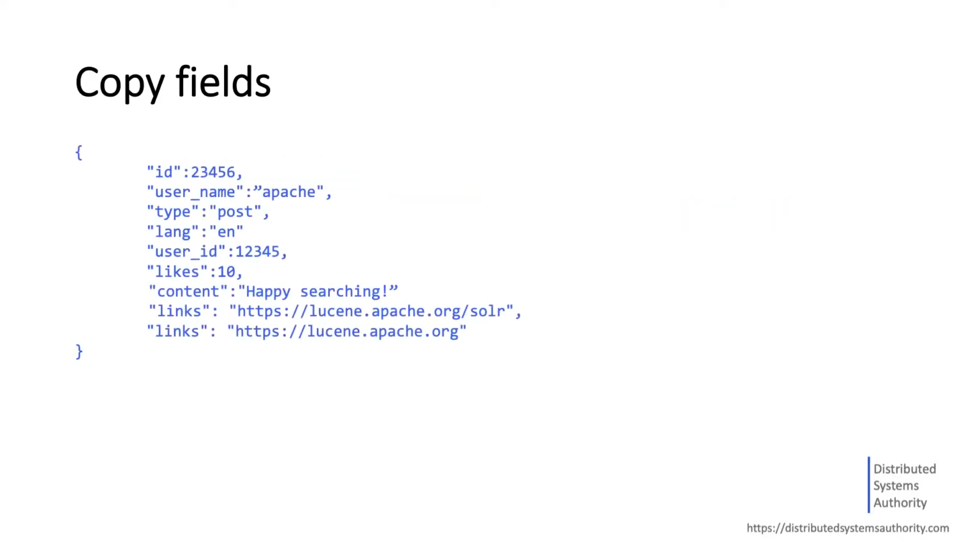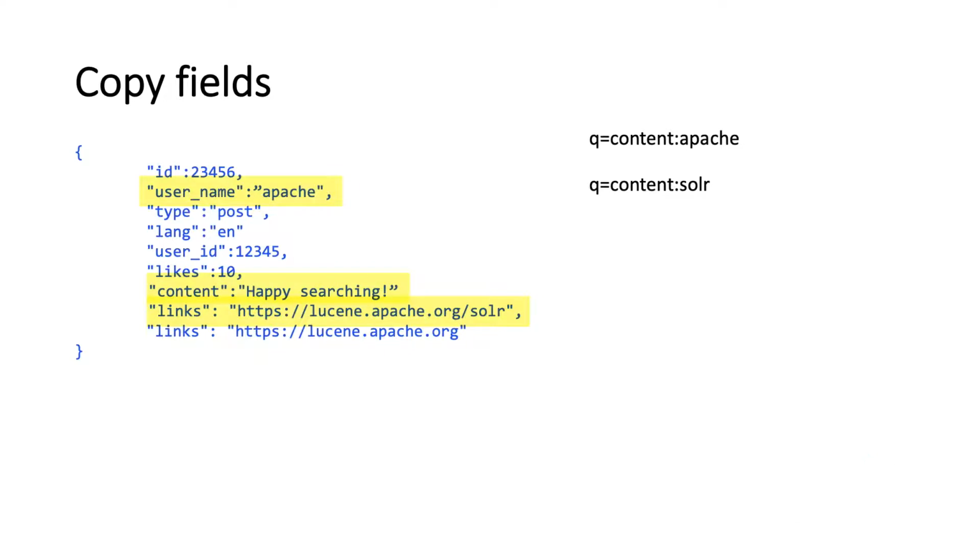Consider the following example document. If a user is searching Apache within the content field, he won't find any results, because that information is contained within the username field and not the content. Similarly, if the user searches using Solr, he won't find any results as those are stored in the links field. So, what we need here is a catch-all search field that contains all fields of interest: username, content, and link.